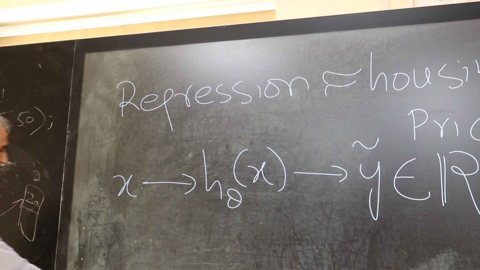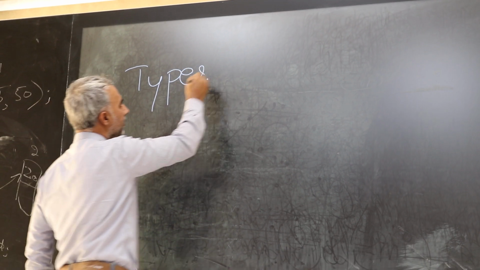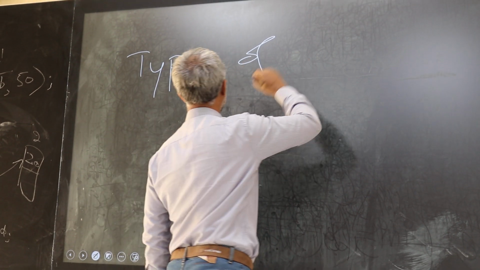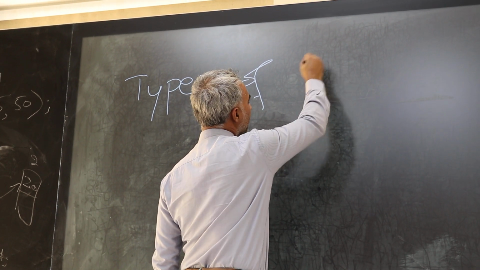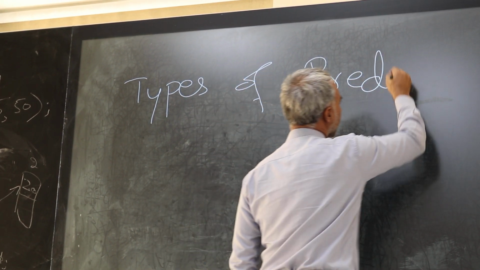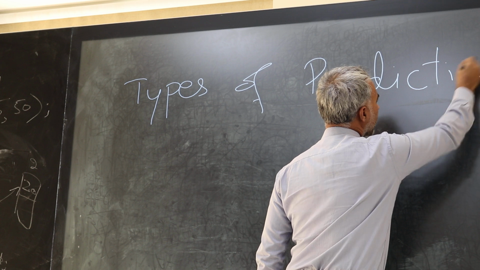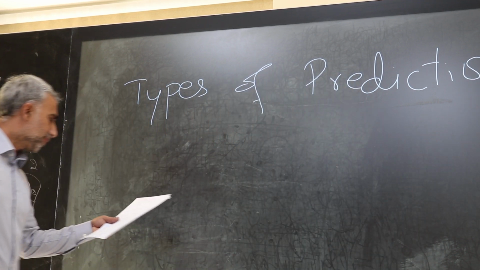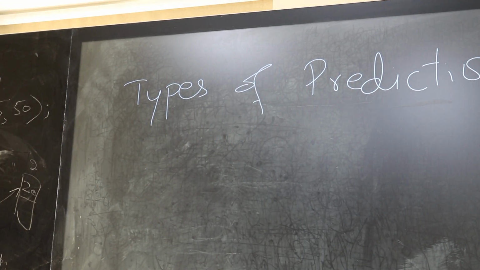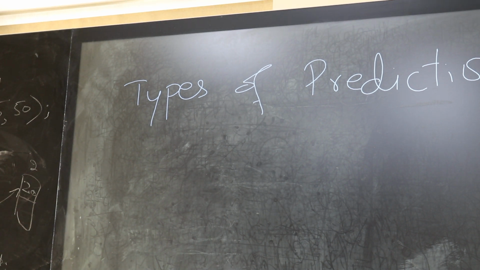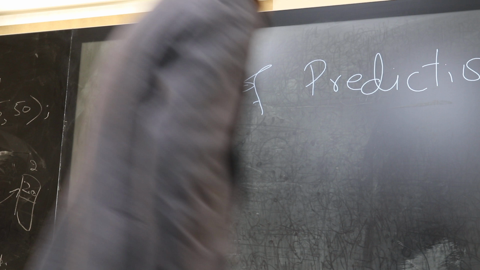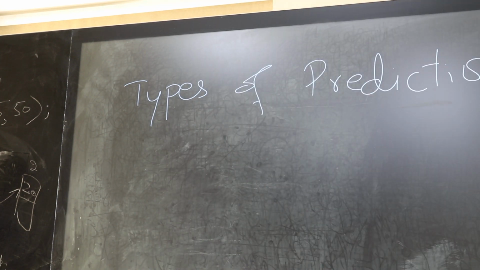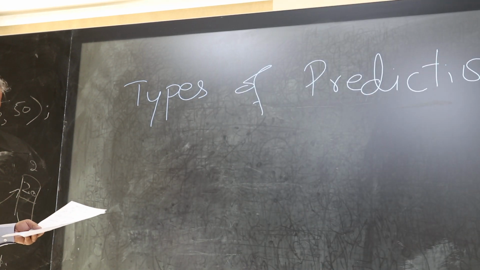And if we talk about the types of prediction, I may ask this question in exam. Types of prediction. In this situation, if you don't mind, you can see it easily? Yes, I can see it. Anyhow, if you don't mind, please.